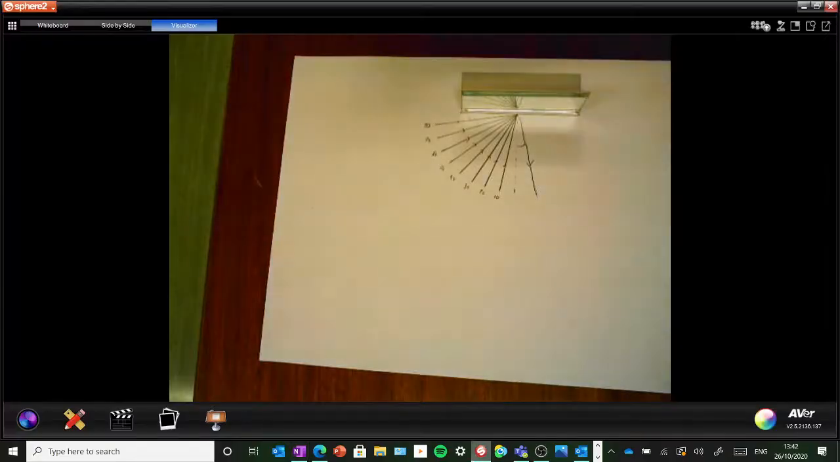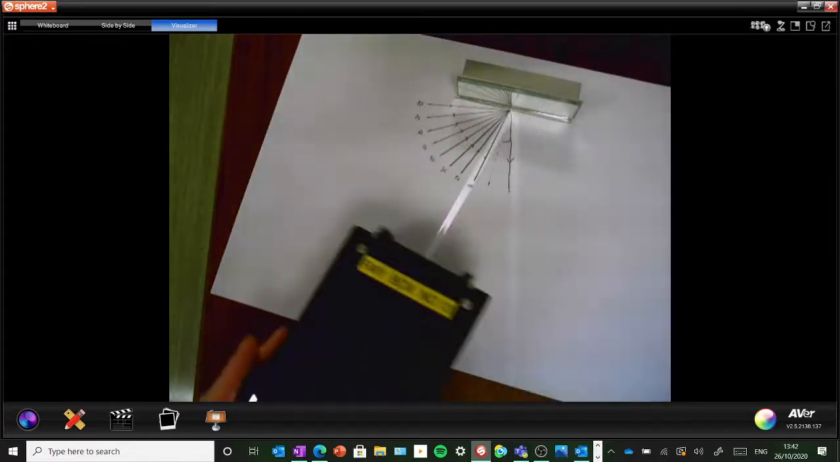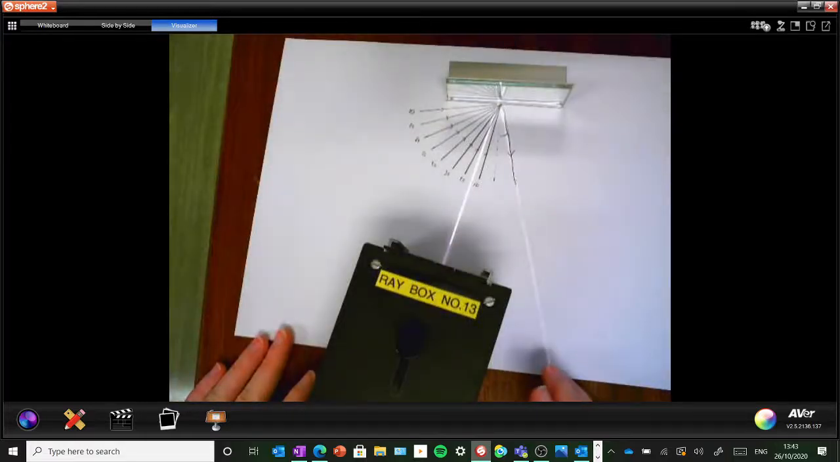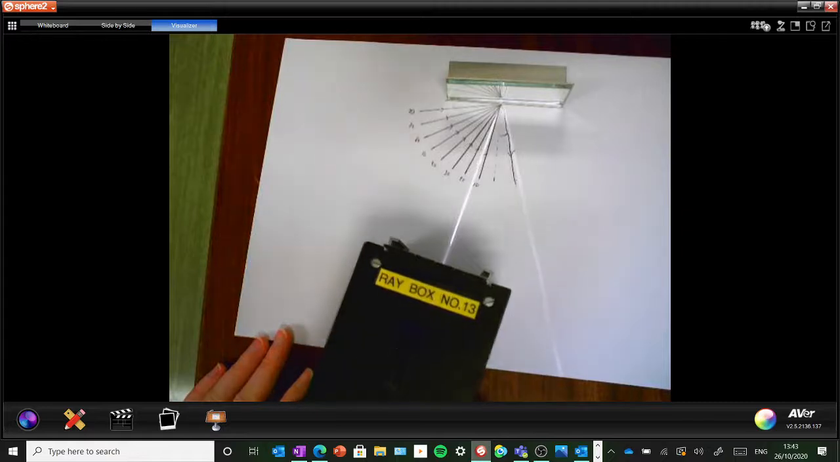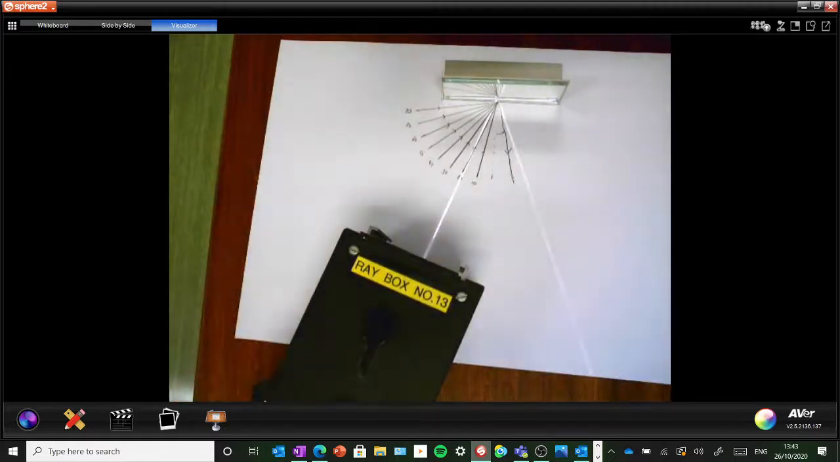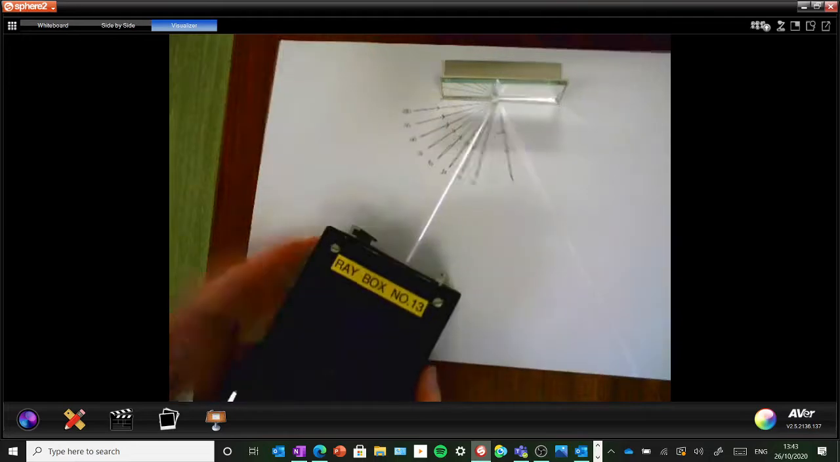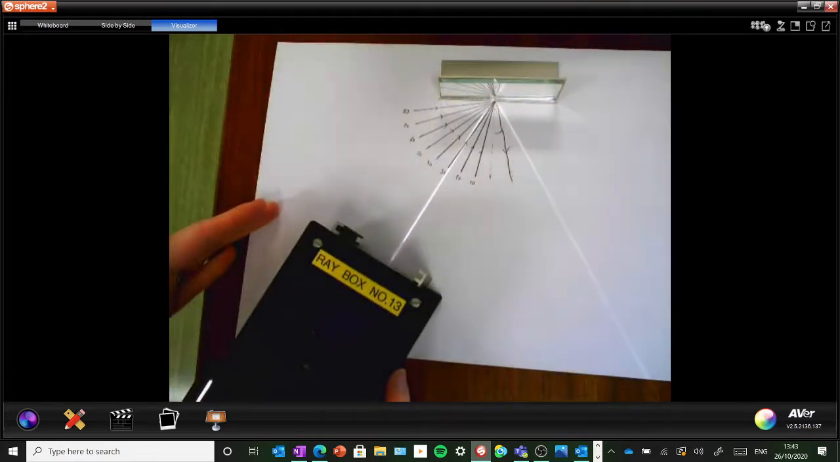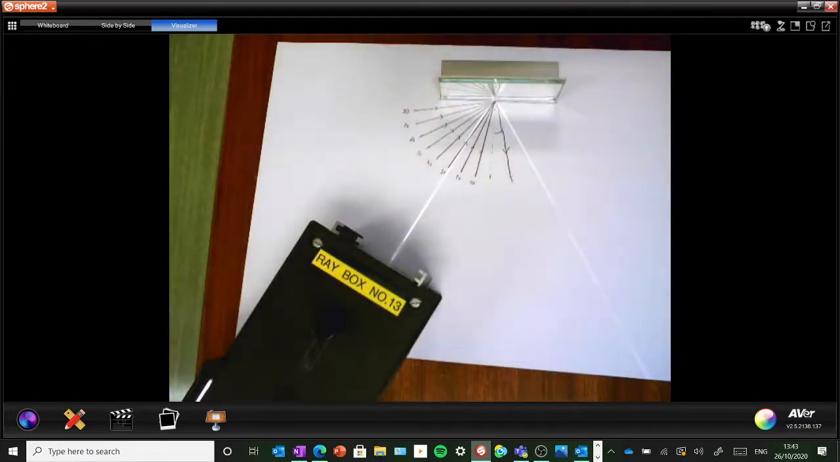Then you're going to change your angle of incidence. You're going to go to 20 degrees. You always point it towards where the normal is, and you draw that in, and then measure the angle again. Always from the normal to the ray. Then change it up again. Move to 30 degrees. Measure that angle from the normal to the ray. Always draw them in first of all. It's a lot easier to measure.